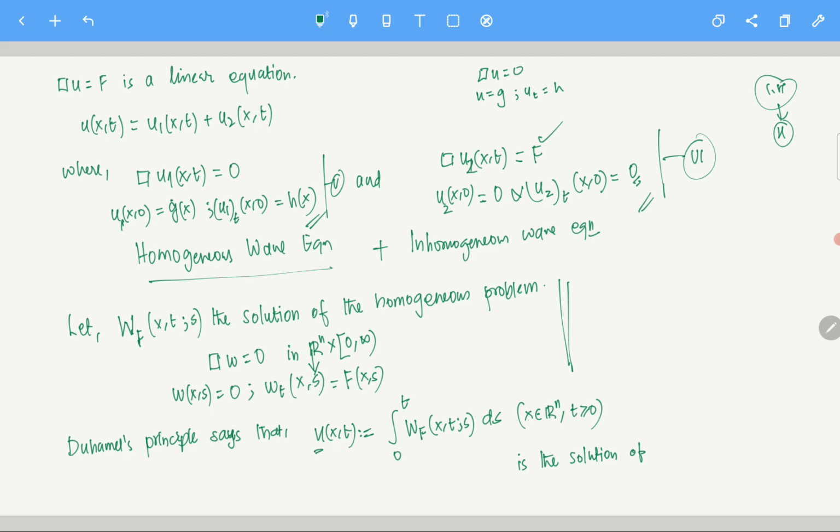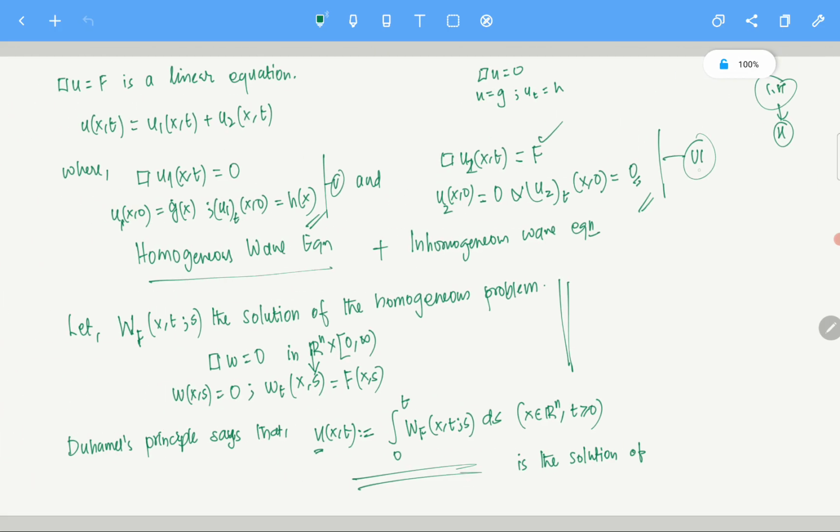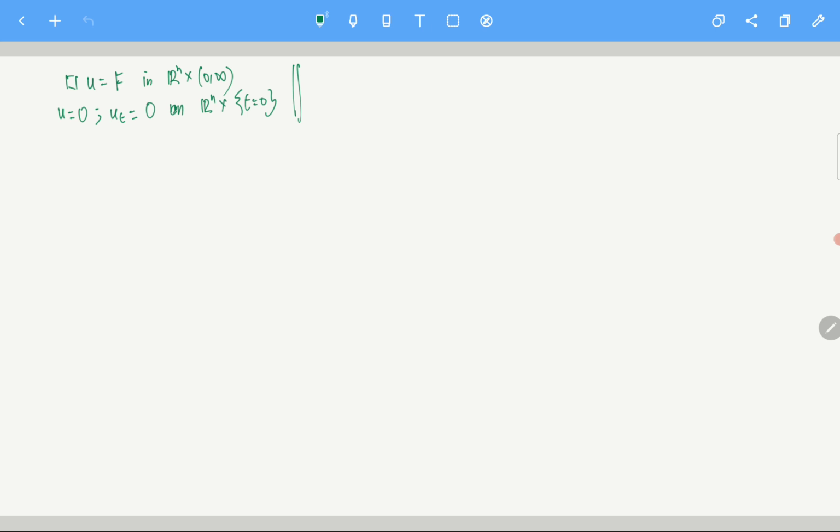Okay, what does Duhamel's principle say? That if you write u to be the integral of W^F, right? So you solve the homogeneous problem at the level t equals s and then integrate between 0 and t. If you define u like that, then that u will solve this problem, right? Which problem is it? It is basically the 6th problem. Clear? If you know what 5 is, you know what 6 is. If you add it up, then you have your solution. Clear?